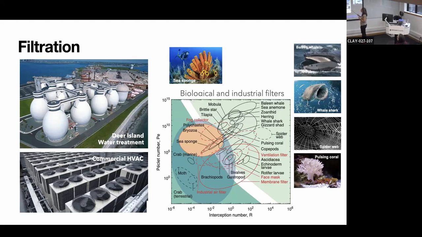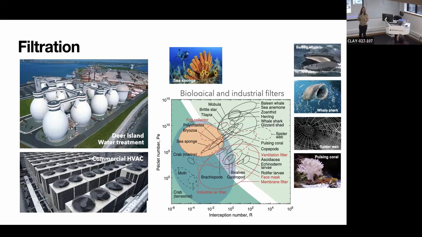What I want you to notice is that each of these black ovals is an animal. So that's the parameter range where the animals operate. And each of the red ovals is an industrial system. The message to take away is that the animals are already operating in regimes where the industrial systems are operating, which is great news, right? So that means we're in a parameter space where, if they're doing something interesting, we might be able to move it over. Okay, that's the good news.